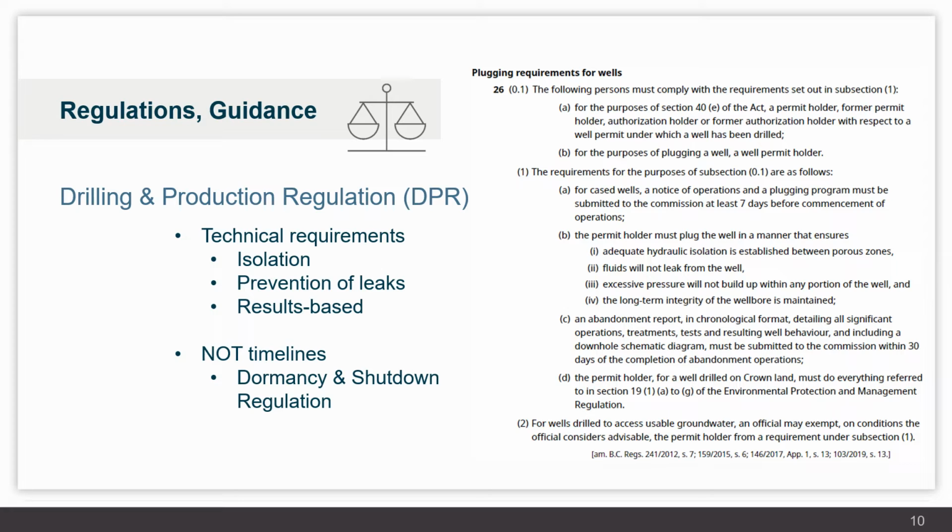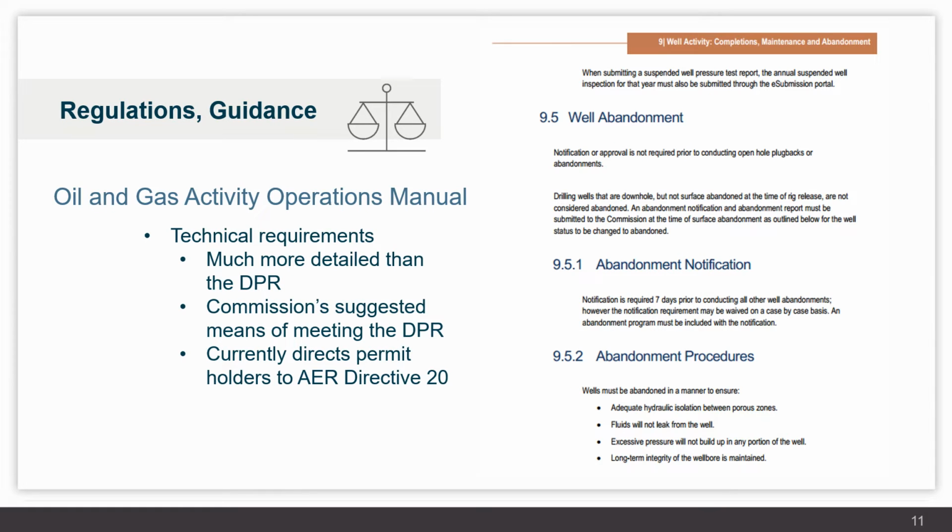Because the requirements in the DPR are results-based, the Commission has also provided more detailed guidance for how permit holders may meet the expectations established in the DPR. The Oil and Gas Activity Operations Manual is one of many pieces of guidance published by the Oil and Gas Commission for use by permit holders.